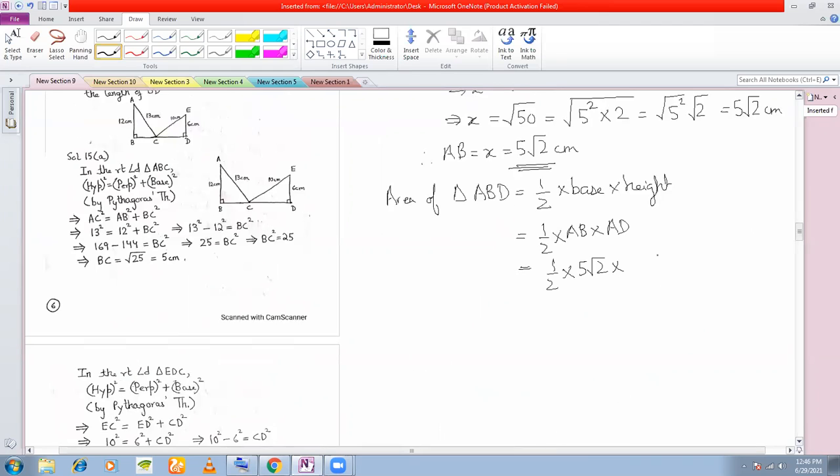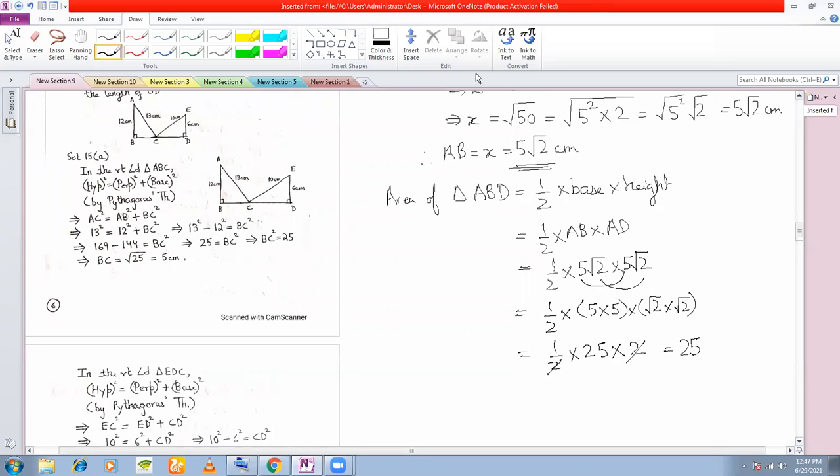So that means this is 5 root 2 into 5 root 2. So this is half into, I multiply these two 5s together, so 5 into 5, and you multiply these two root 2's together, root 2 into root 2. So this is half into 25 into root 2 into root 2 is 2. So this cancels. Okay, so you get 25. What is the unit here? Everything is given in terms of centimeter. So 25 centimeter square.